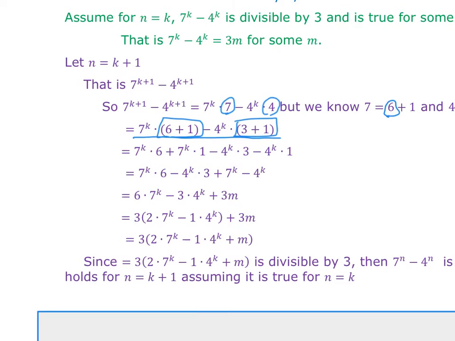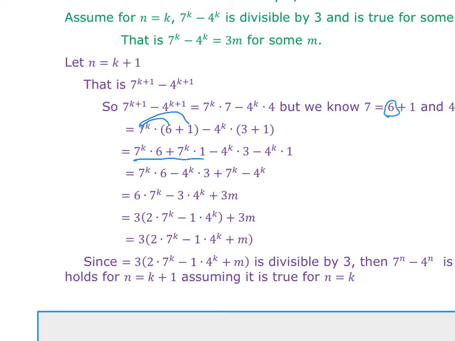On the next step, what I did was I distributed the 7^k onto the 6. In other words, I multiplied them. I distributed the 7^k onto the 1. In other words, I multiply them. And that's where this part comes from.